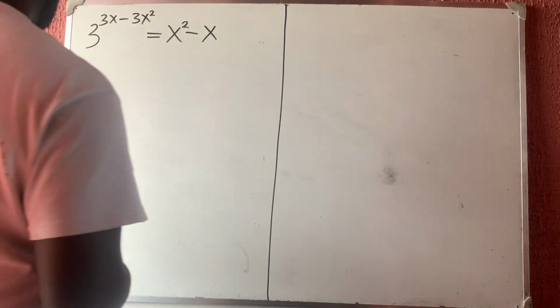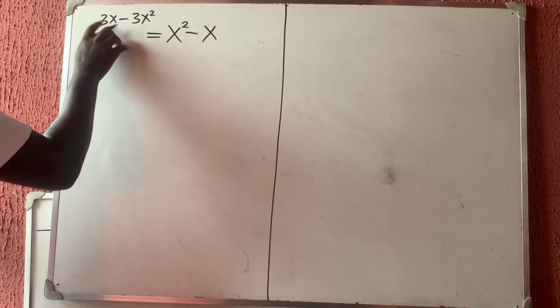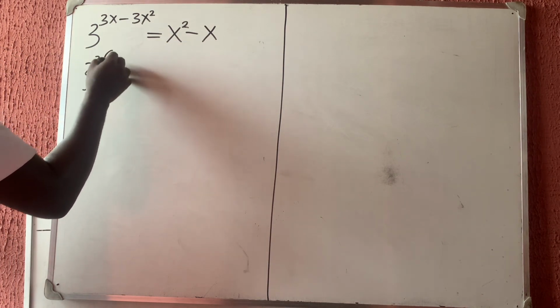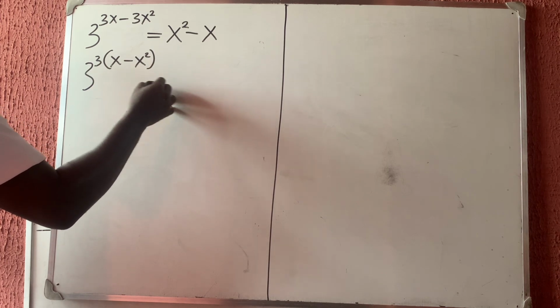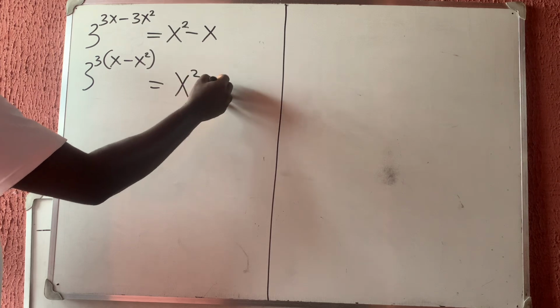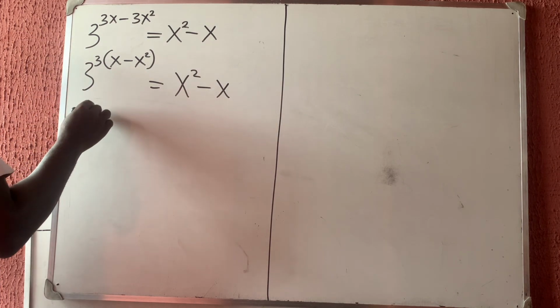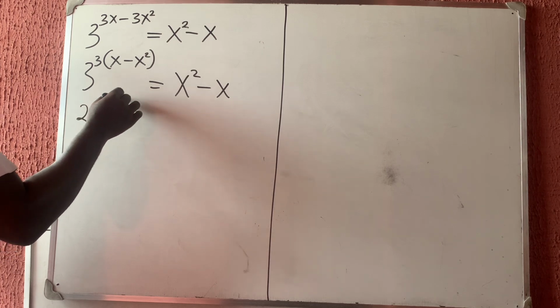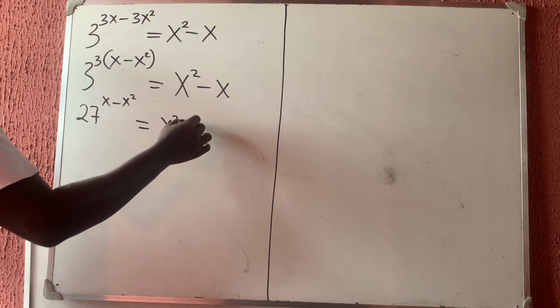All right, let us quickly solve this Olympiad maths problem. So this is 3 raised to power... If I factor out 3, I'm going to have 3 raised to power 3 in bracket of x minus x squared, is equal to x squared minus x. Now 3 raised to power 3 is 27, so I'm having 27 raised to power x minus x squared is equal to x squared minus x.